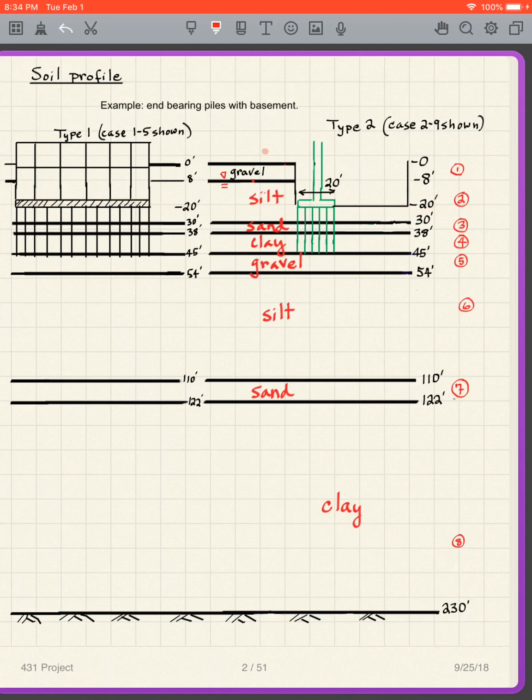The soils themselves, I've got a gravel layer, silt layer, sand layer, clay, gravel, silt, sand, clay, bedrock. So we have quite a number of different soils here. And you can see all the boundaries here are given. So that is, our bedrock is at 230 feet. You can see basically what we have.